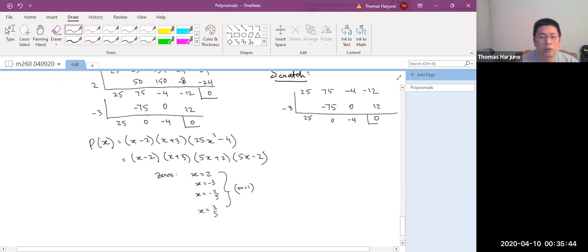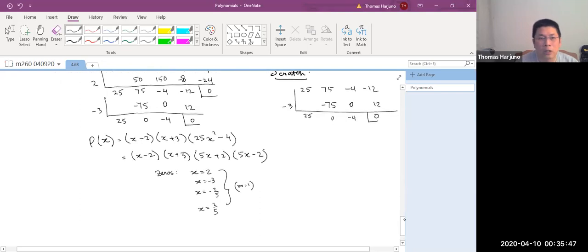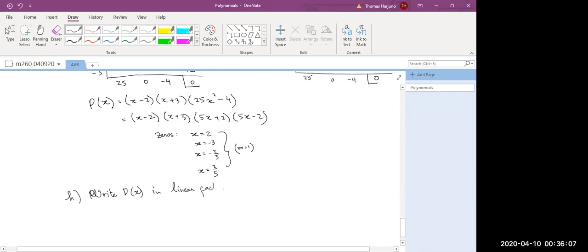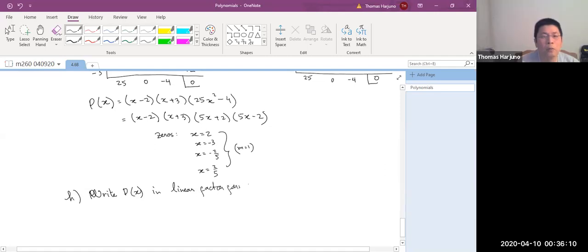Now then, the next question, I wonder what question is that. That's part G. Part H. Write p(x) in linear factor form. Now, linear factor form actually means the following. Polynomial equals the leading coefficient times x minus something, x minus something, x minus something.